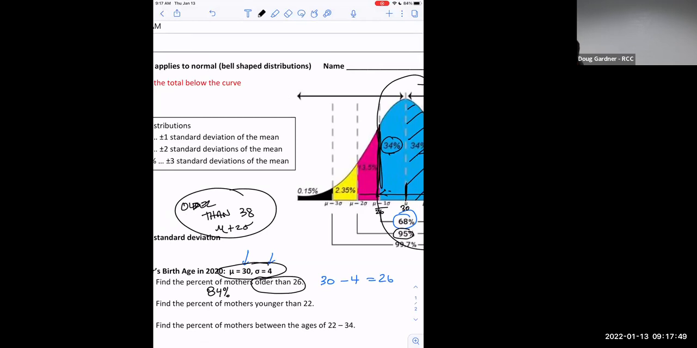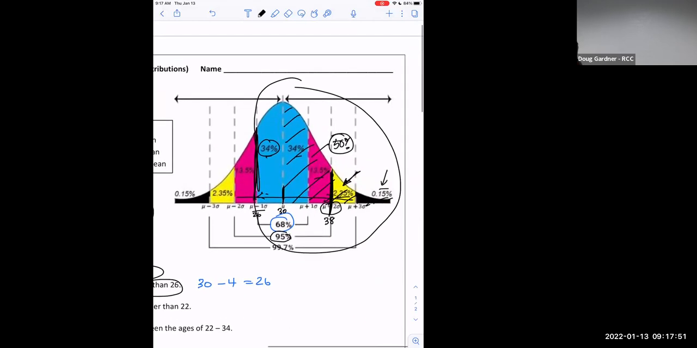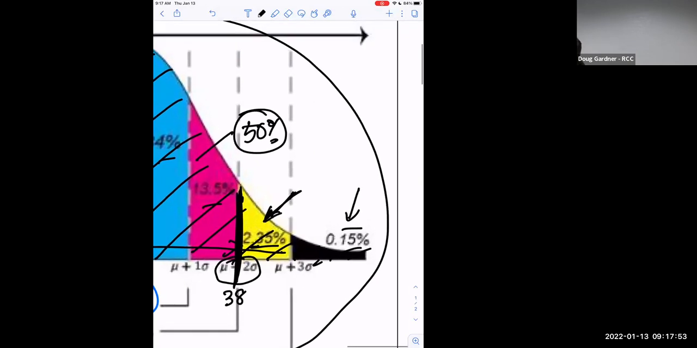You're adding all of the other ones? Plus this? Yeah, so I'm basically adding these 2 together, 2.35%, because it was said older than 38. So that means this way. So that's 2.35% and 0.15%. So I got 2.5%. You agree with that?